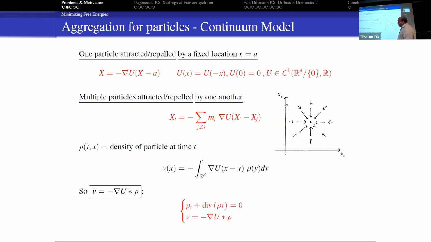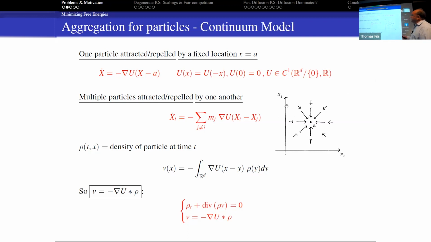It's going to be a continuity equation for the density of particles. This means the partial derivative with respect to t of rho plus divergence of rho times the velocity field, where the velocity field is related to rho itself by doing the convolution with minus gradient of U. Okay?